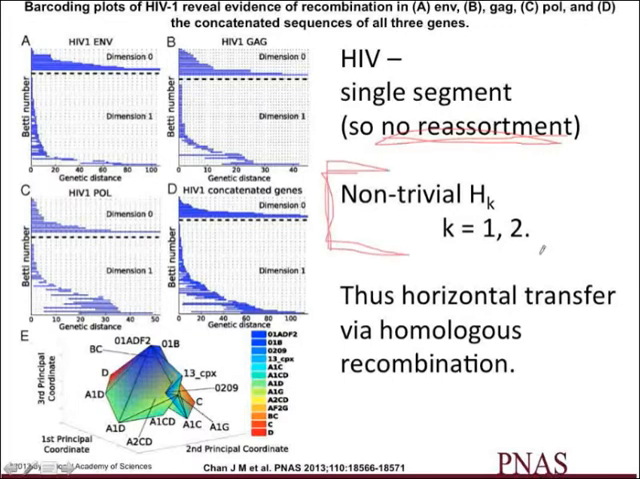So for H1 and H2, there is this non-trivial homology, and so thus there is horizontal transfer, there are reticulation events, and those must come from homologous recombination since we don't have the reassortment. And again, we can see a non-trivial generator of H2 that tells us how several of these viruses are related in this complex pattern. Any questions so far?